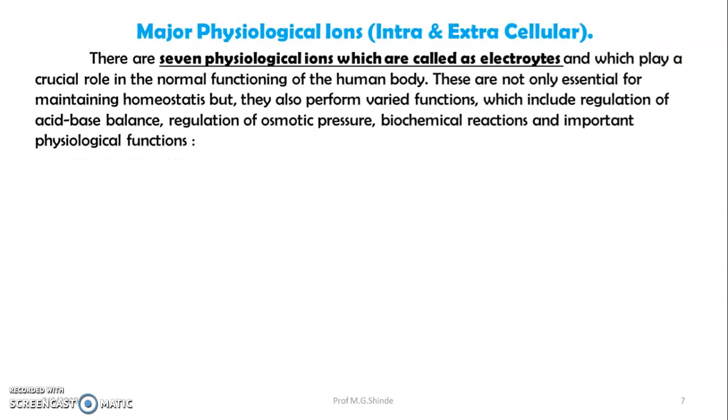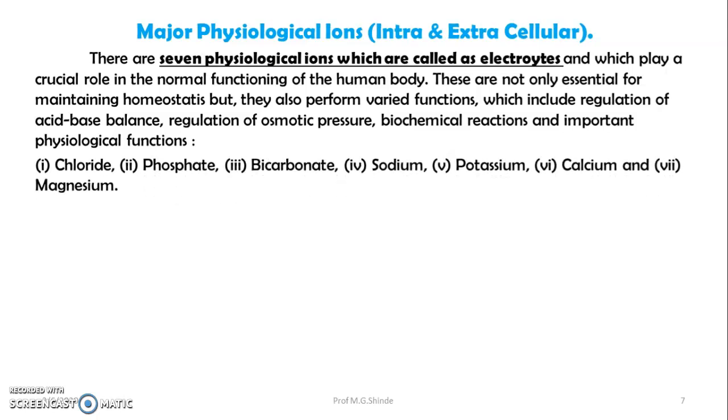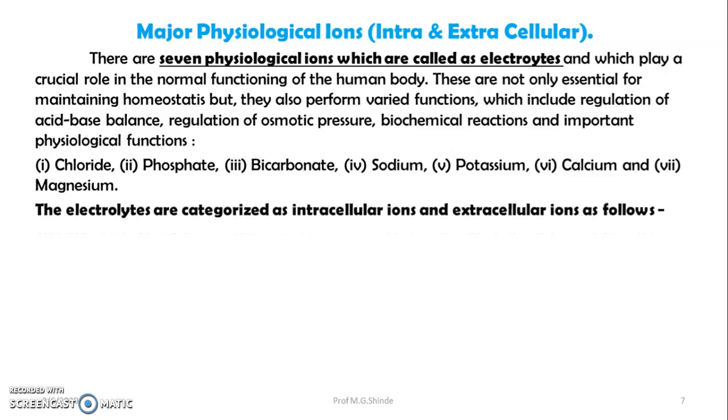There are 7 physiological ions which are called electrolytes and which play a crucial role in normal functioning of the human body. These are not only essential for maintaining homeostasis, but they also perform various functions, which include regulation of acid-base balance, regulation of osmotic pressure, biochemical reactions, and important physiological functions. These electrolytes are chloride, phosphate, bicarbonate, sodium, potassium, calcium, and magnesium.